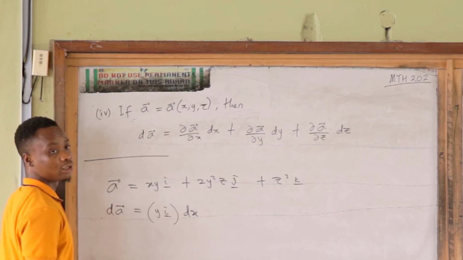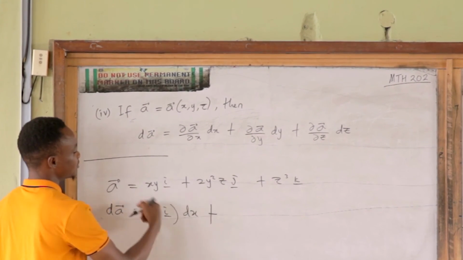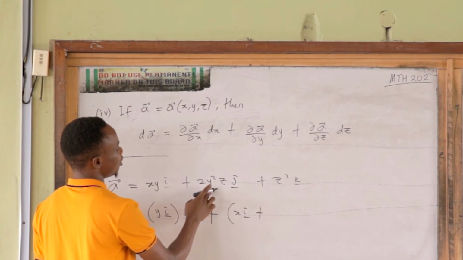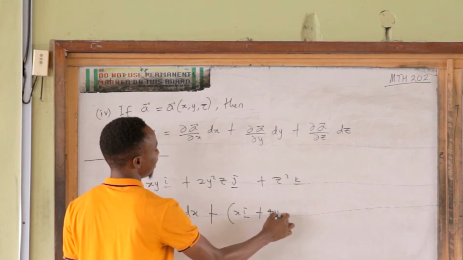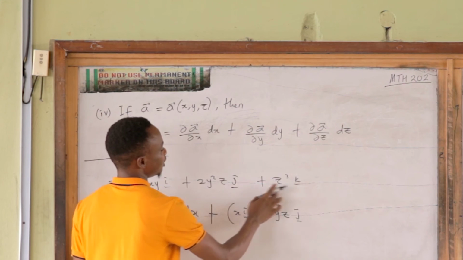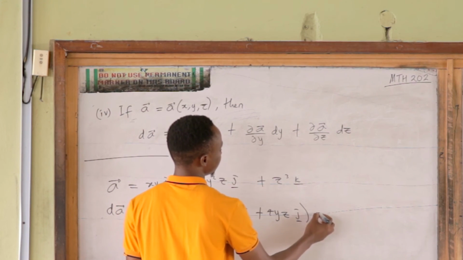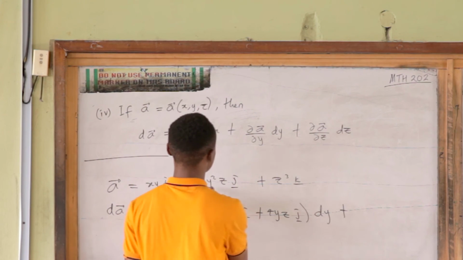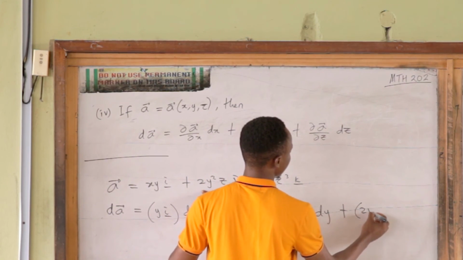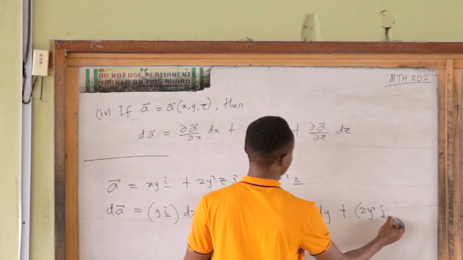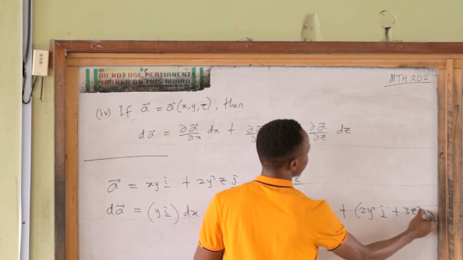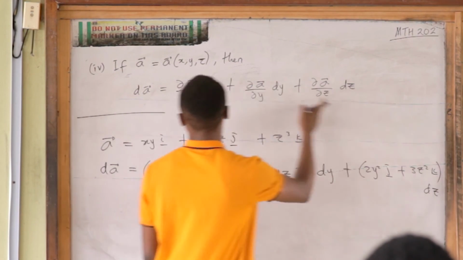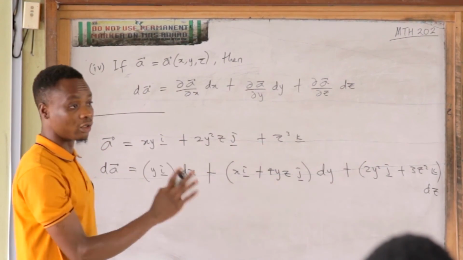Plus differentiate partially with respect to y. I'm going to have x i plus 4yz j, times dy. Then differentiate partially with respect to z. This is 0, and I have 2y squared j plus 3z squared k, times dz. So this is what this equation is expressing.